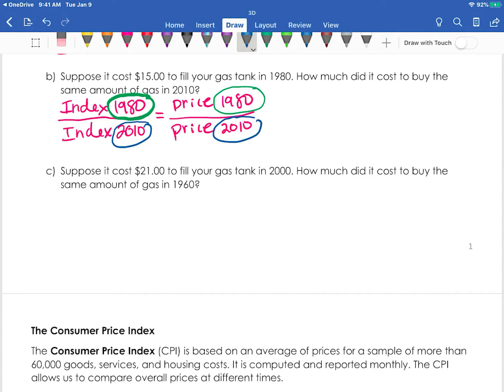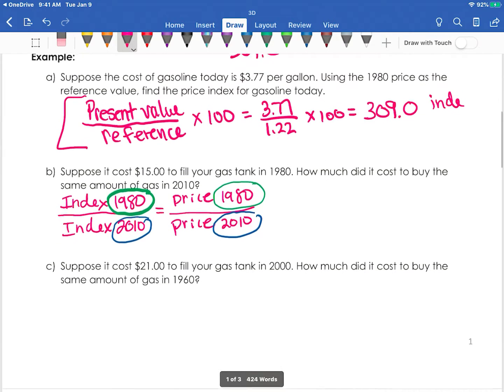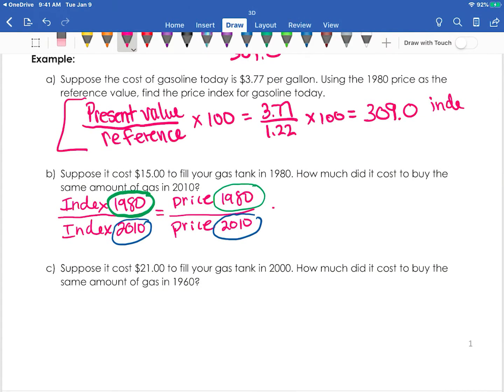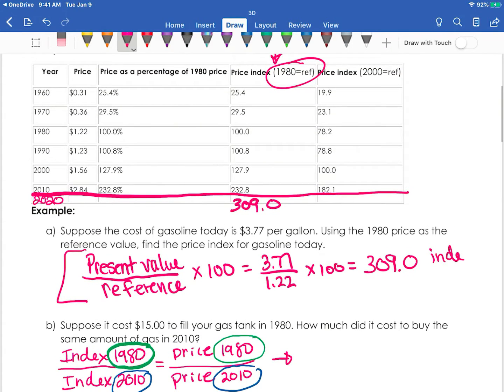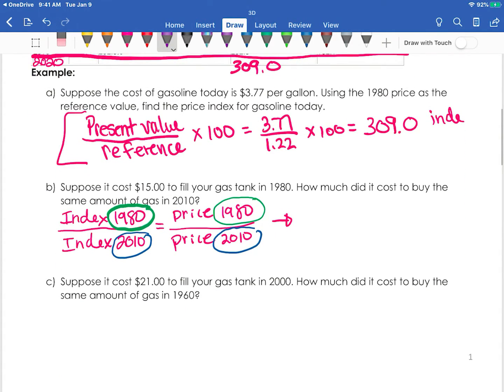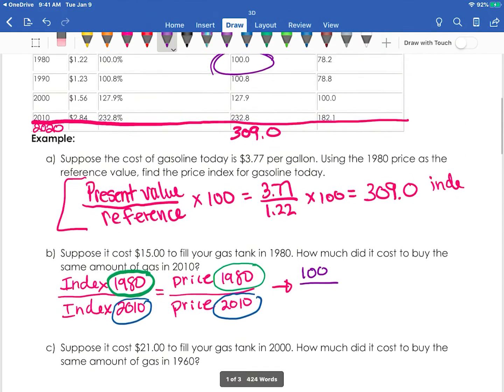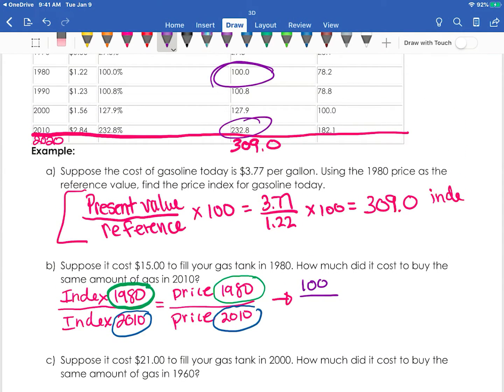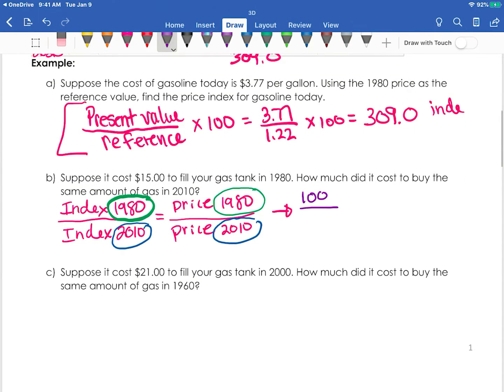Now, if we fill in the information based on the table and what's given to us in the problem, I'm going to set up an equation. In the first fraction on the left, I'm going to put the index for 1980 on the top. If I look at my table, for 1980, the price index is 100. So I'm going to put 100 on the top. Then the index for 2010 is 232.8, and I'm going to put that down here.